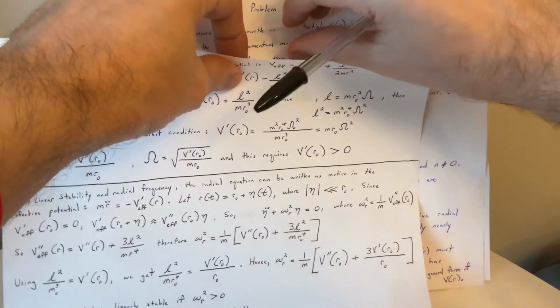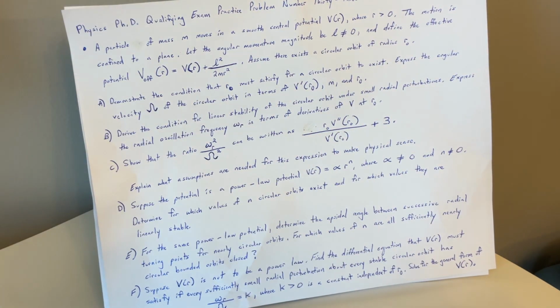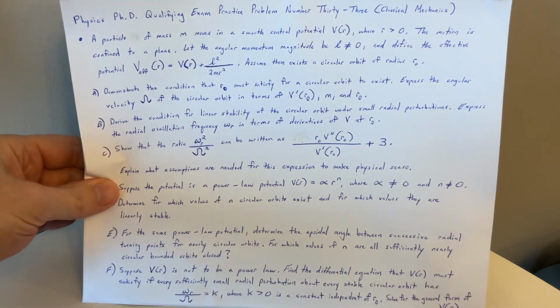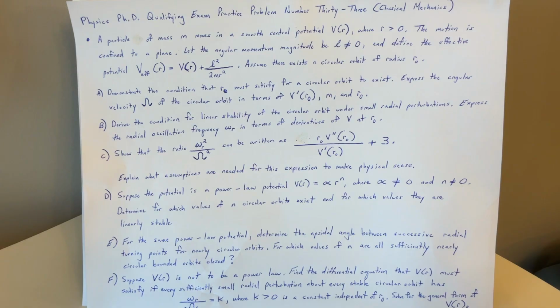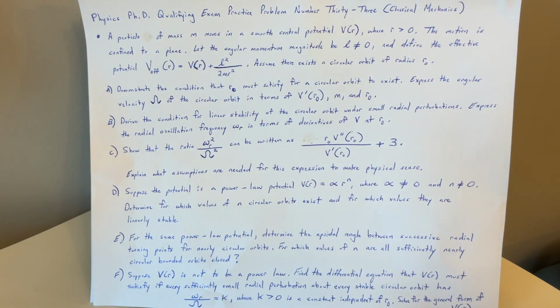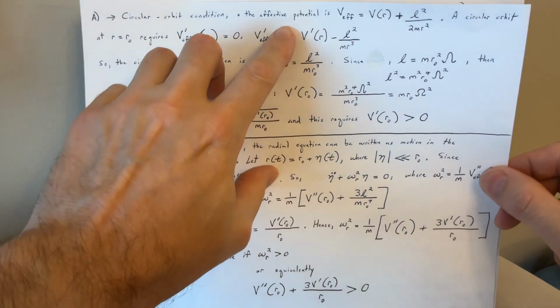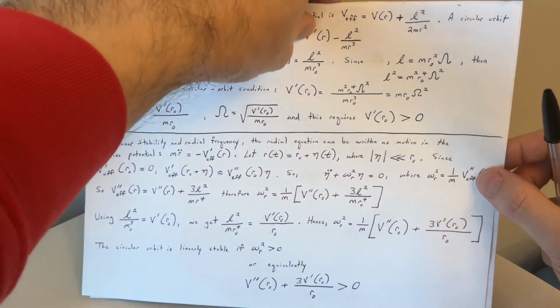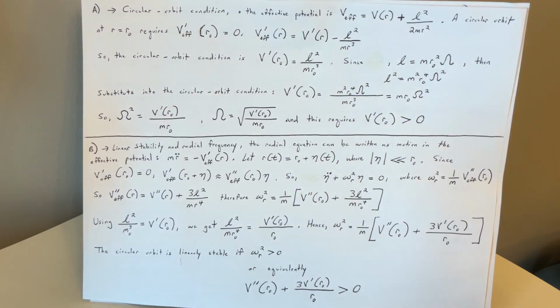Okay, and just going back here, sorry about that, for part B. For part B here, we want to derive the condition for linear stability of the circular orbit under small radial perturbations and express the radial oscillation frequency, lowercase omega sub r, in terms of derivatives of V at r naught. Okay, so building on this, back to this page. So letter B, the linear stability and radial frequency.